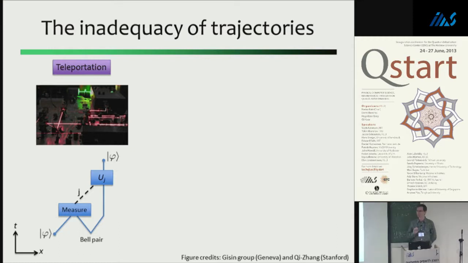Other proposals have been to say, no, actually, what is really going on here is that the quantum information travels forwards in time, gets reflected backwards in time through the measurement, and then travels forwards in time again. I mean, maybe you can make sense of that, but it seems like a pretty fanciful interpretation of what's going on to me. And I would just say that trajectories are not the right way to think about this.